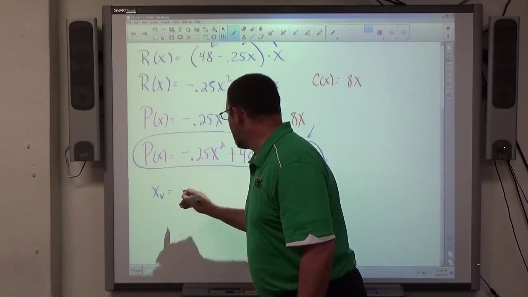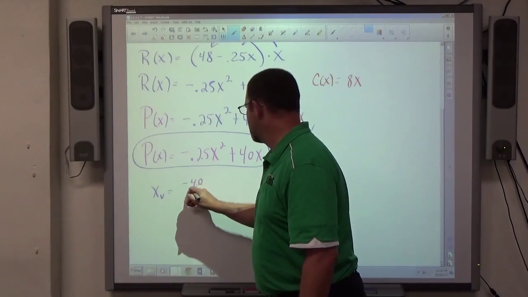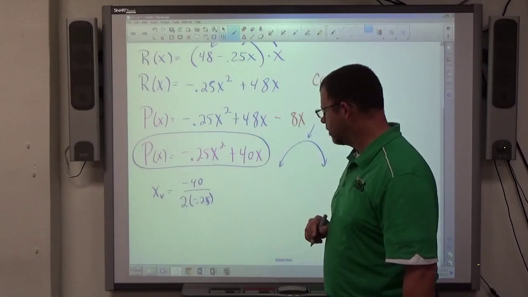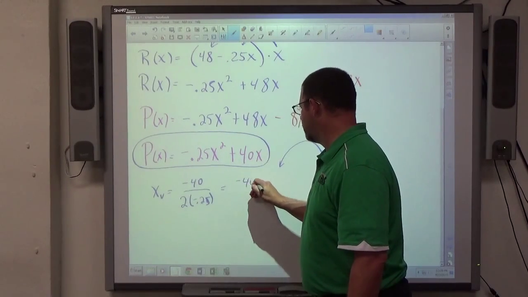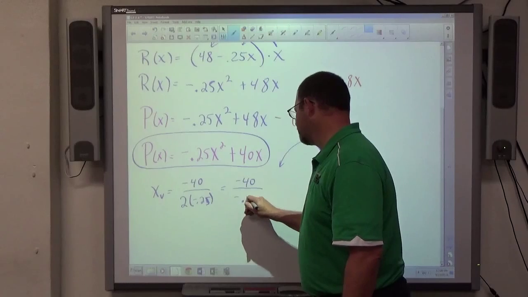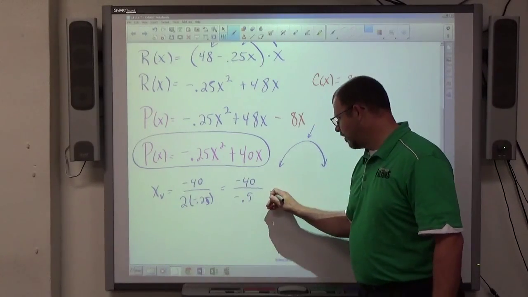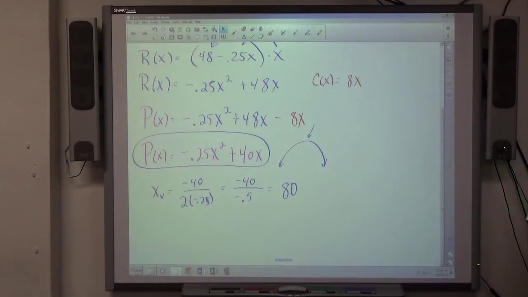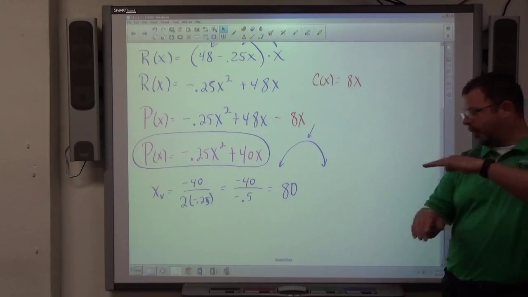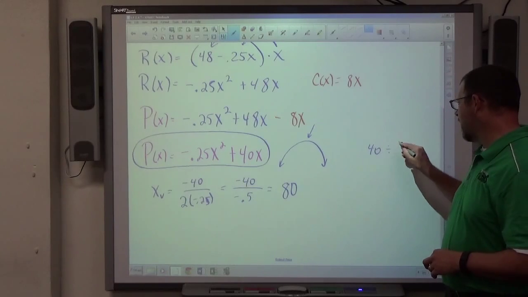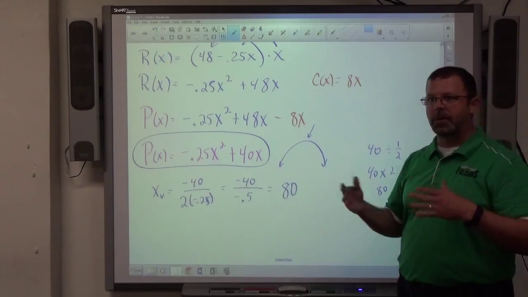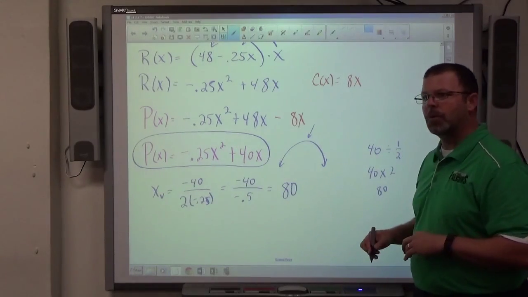The vertex value of x is going to be the opposite of b over 2 times a. Which ends up being negative 40 over negative 0.5, which equals positive 80. A lot of times people see divided by 0.5 and they do half. Half of 40 is 20. But divided by 0.5 is 40 divided by a half, which is 40 times 2, which is 80. So be careful that when you get a half in there, make sure you do the proper operation with the half. I've seen people go the wrong direction with that.